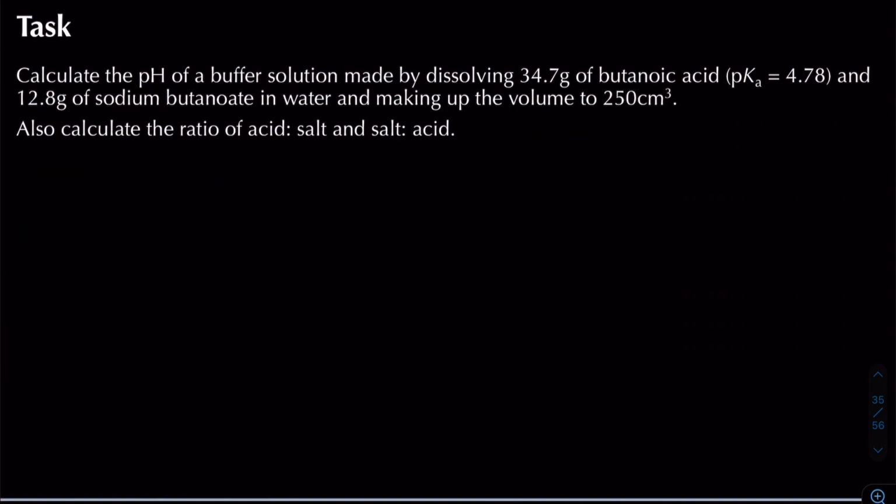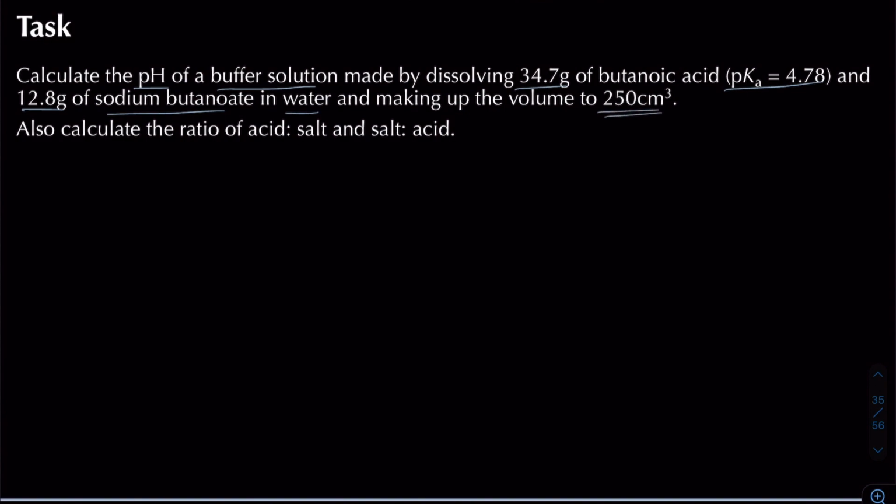So moving on, right, feel free to have a go at the following example, pause the video and resume once you're ready to move on. So yeah, we're asked to calculate the pH of a buffer solution made by dissolving 34.7 grams of butanoic acid with that value of pKa, and we're told that we've got 12.8 grams of sodium butanoate in water, making up the volume to 250 centimeters cubed itself as well.